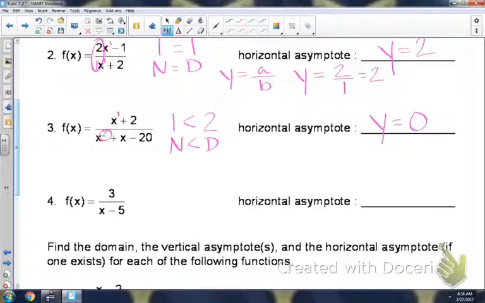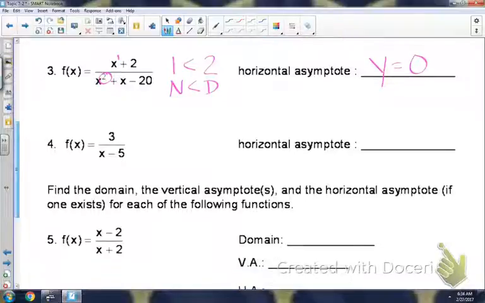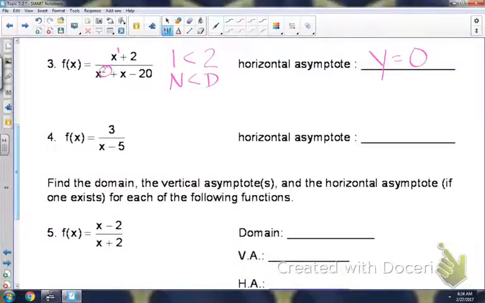Okay, looking at number 4. Notice on the top here we don't have a variable. That means the degree is 0 because there's not a variable there. Anything to the 0 is just 1, so we don't have a variable there. The degree of the denominator would be a 1. 0 is less than 1. We just went over that on the previous one. If the numerator degree is less than the degree of the denominator, then it's y equals 0.